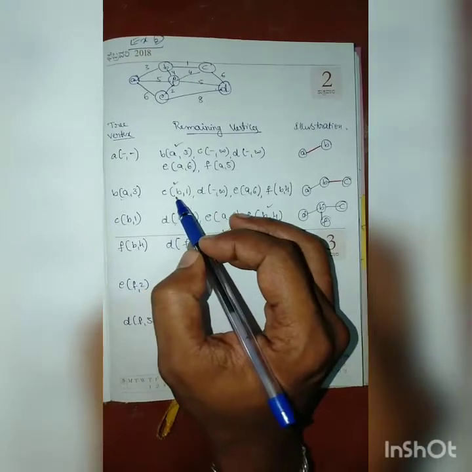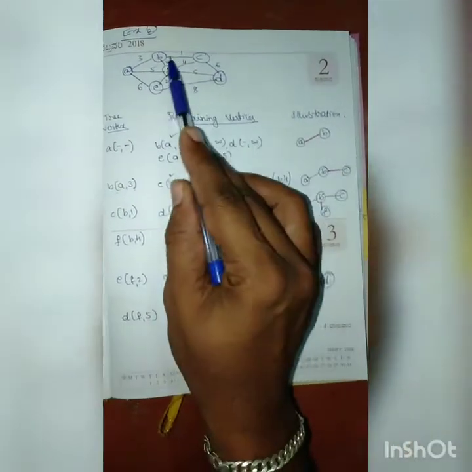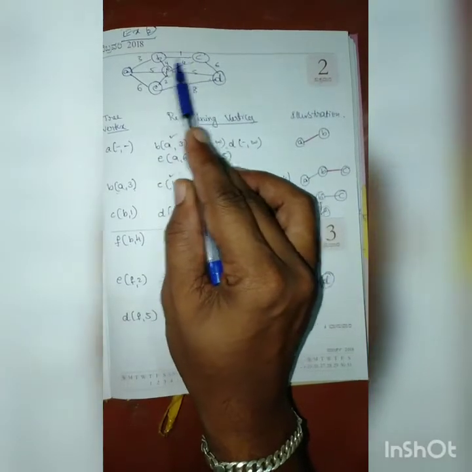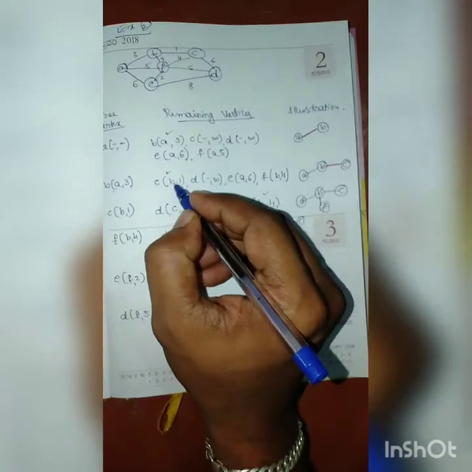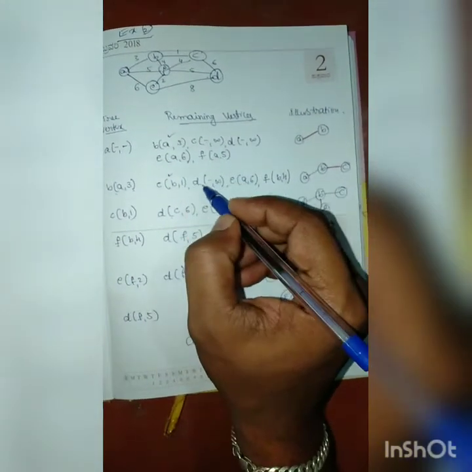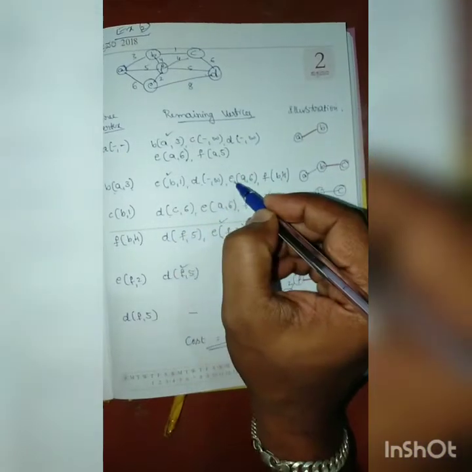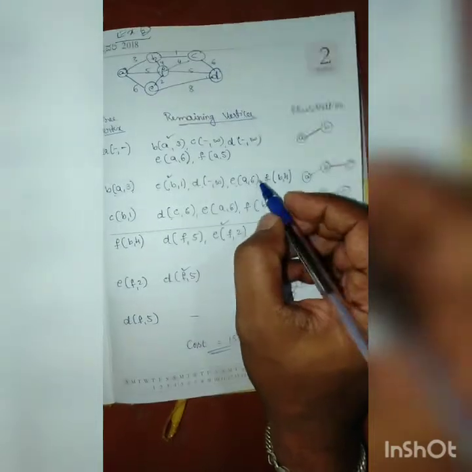And from B, yes, can we update any vertices? Just see. C, is C reachable from B? Yes, with a cost of 1. Yes, updated. C is now reachable from B. B, C is an edge with a cost of 1. Next, D still as it is. E still as it is, which is reachable with a cost of 6 from A.